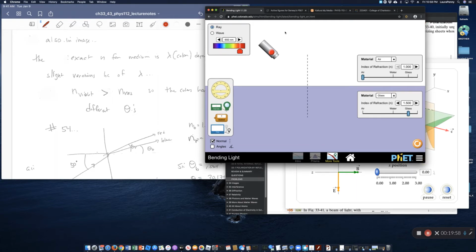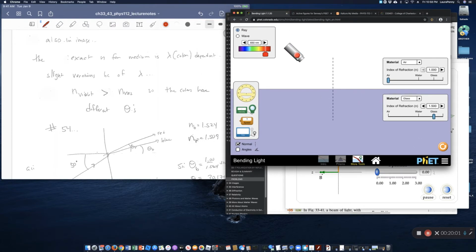Here we have a laser, which we can change the color of. I'll turn the laser on and change the color. Here's really violet, here's some pretty green and some red. So we're changing the color of the laser, which changes the index of refraction.